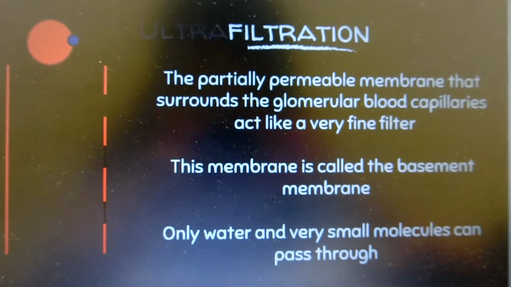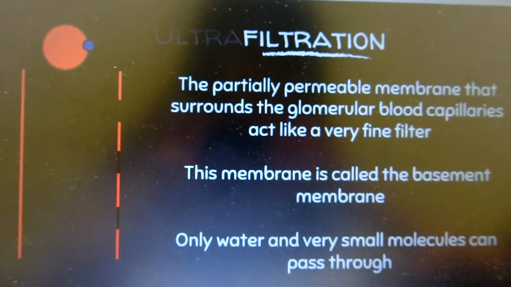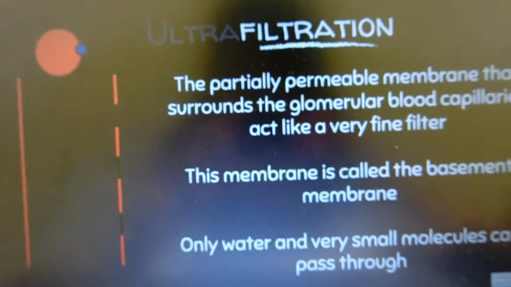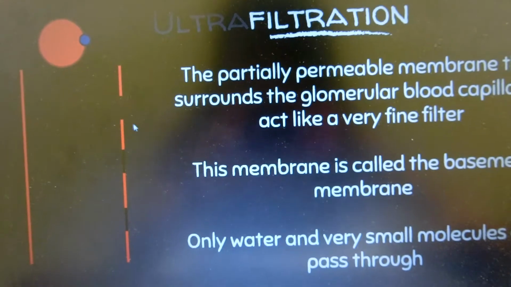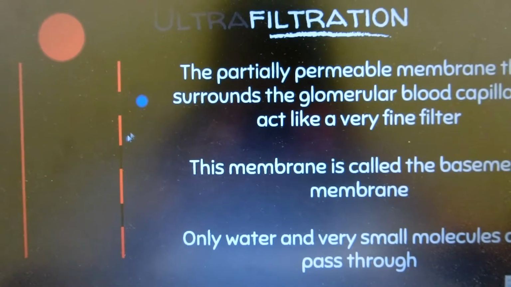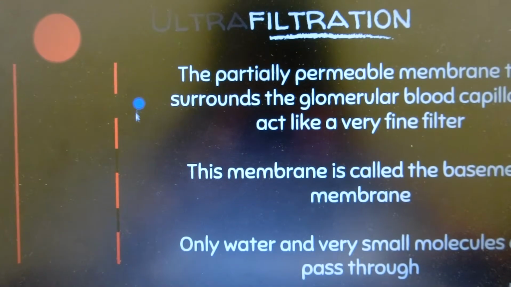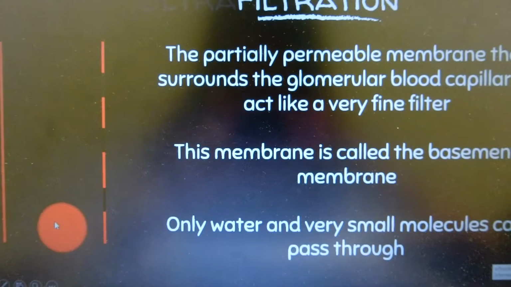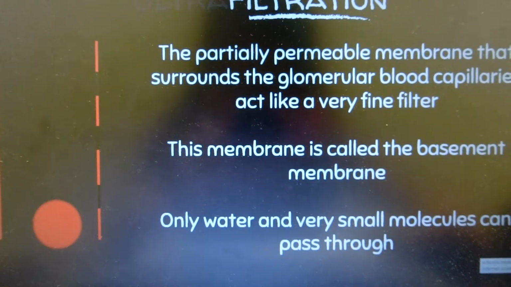Okay, filtration basically means that there is a partially permeable membrane that surrounds your glomerular blood capillaries and acts as a very fine filter, so it's very, very porous. And being partially permeable, only small molecules like your water and nutrients can pass through, whereas big molecules like your blood cells and your proteins will not be able to pass through and will remain in your blood capillary.